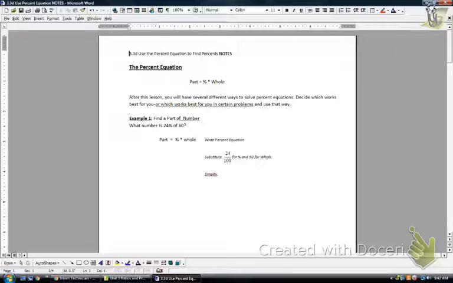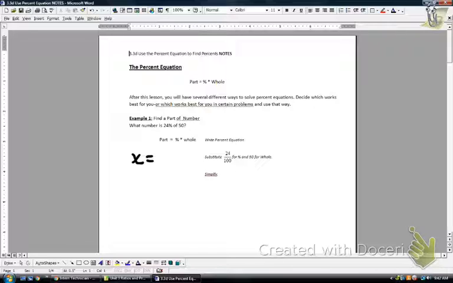Our first example says find a part of a number. What number is 24% of 50? So there's the percent equation. Part equals percent times whole. And then I've kind of given the thought process over at the right in italics. So the first thing you're going to do is write the percent equation. That has been done for you. The part is what we don't know. So we are going to use a variable for the part that we don't know.